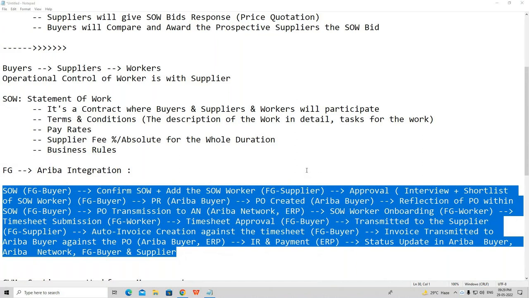In any organization, if there are different projects with multiple worker requirements, for each project, how many SOWs will be created? It depends on the projects. If you have multiple projects, let's say three projects, then three SOWs, irrespective of the workers. Whether one worker is there in one project, in the second project you need 20 workers, in the third project you have five workers, it's three SOWs. So SOW always depends on the project.